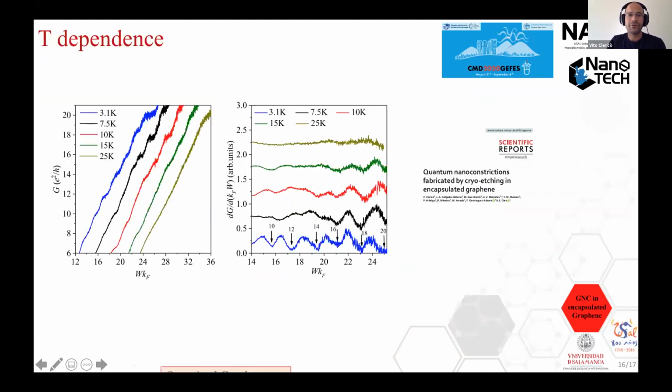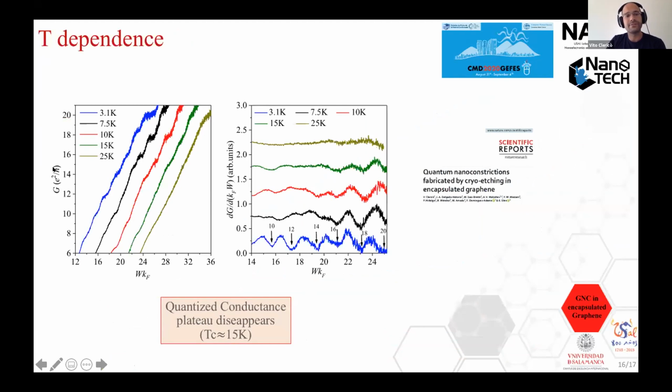We also study the behavior of the nanoconstriction at different temperatures. So we observe a dependence on temperature, and in particular, the plateau, or the minimum of the conductance, disappears with temperature. We found that after more or less 15 Kelvin, the plateau starts to disappear completely.